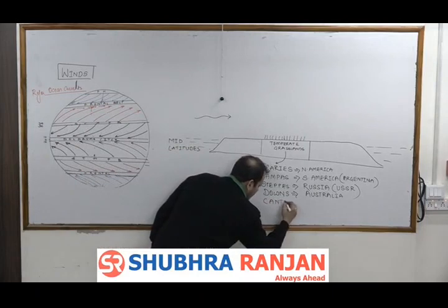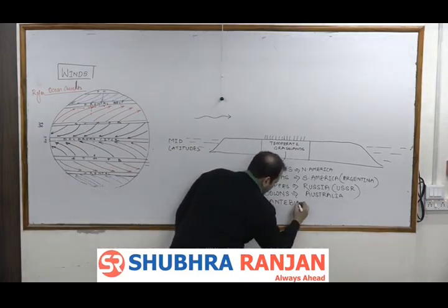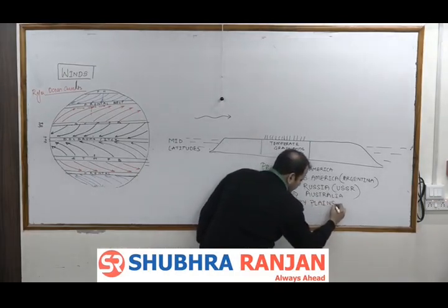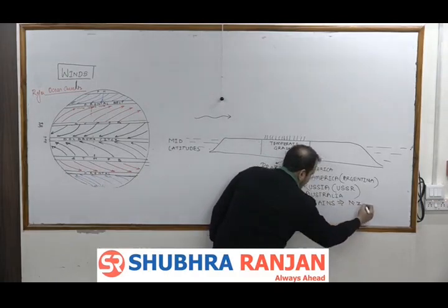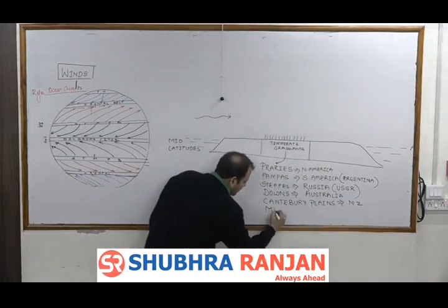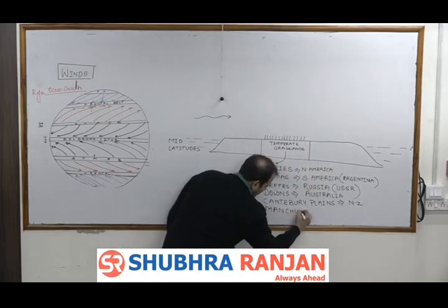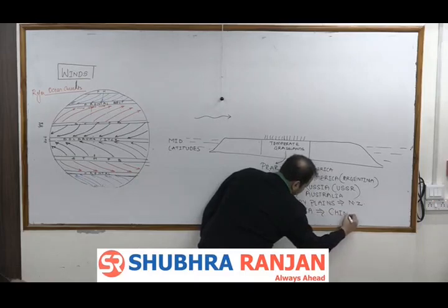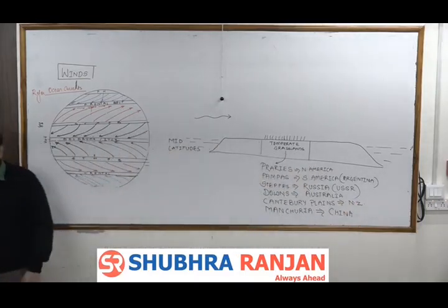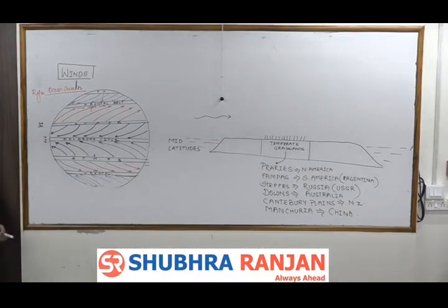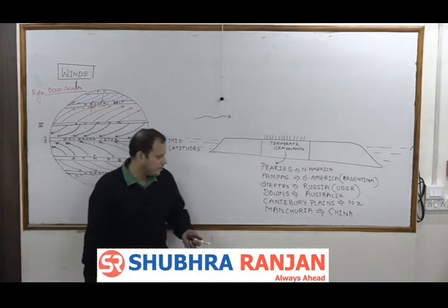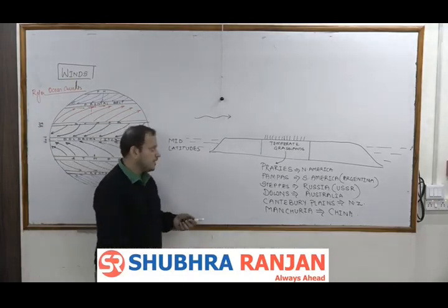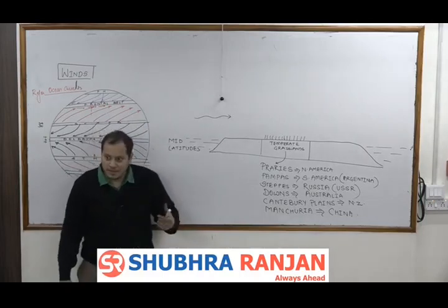कैंटरबरी ग्रासलैंड्स कौन सी कंट्री? मंचूरिया ग्रासलैंड्स कौन सी कंट्री? So these are the names of different grasslands. These are all the temperate grasslands of the world. क्यों फेमस है? This is the region of tough grasses या soft grasses.